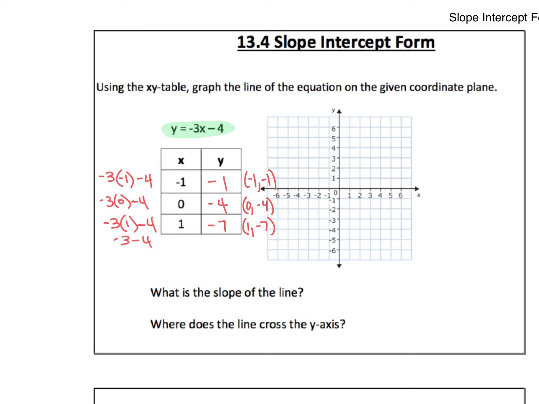All right, so let's graph these points. -1, -1 is going to be right here. 0, -4 is going to be right here. And 1, -7 is going to be right here on the edge of our graph. Okay, so I have my nice straight line, which clearly I cannot draw a straight line. And then there's two questions.